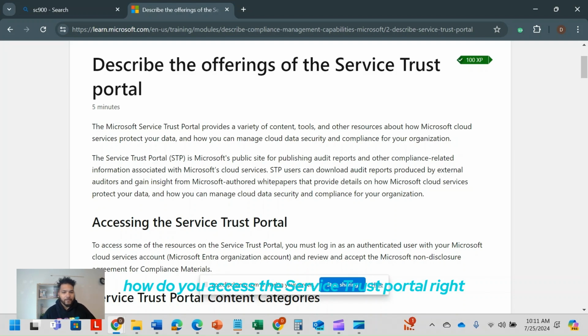How do you access the Service Trust Portal, right? You have to log in and be an authenticated user with your cloud services, right? With your Entra organization account to review and accept the Microsoft NDA for the materials, right? So they have an NDA between you.